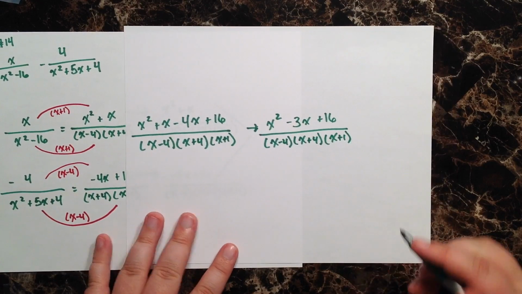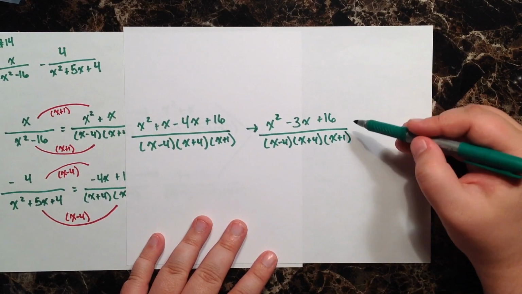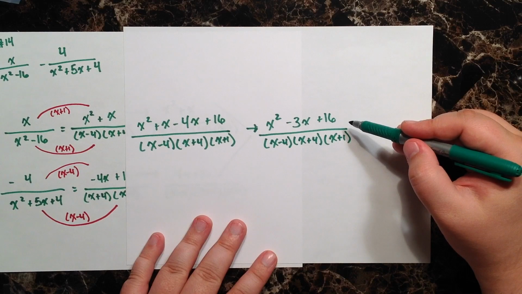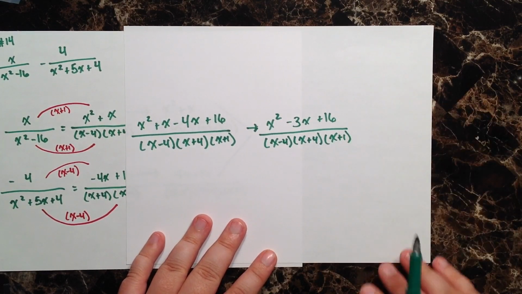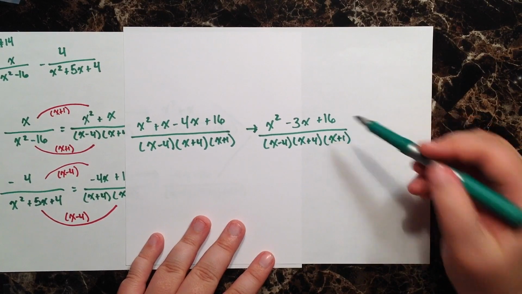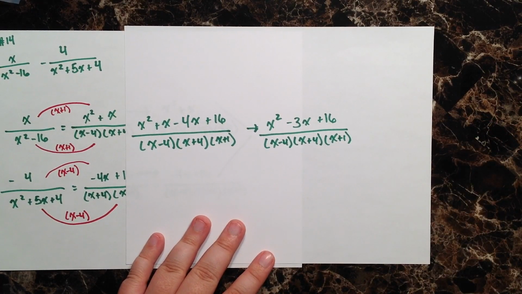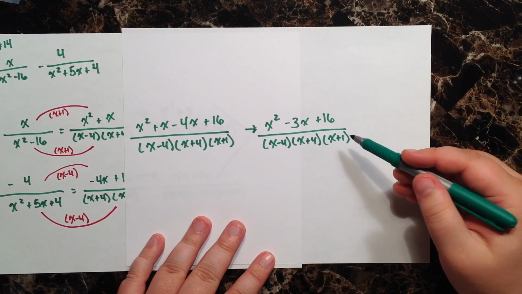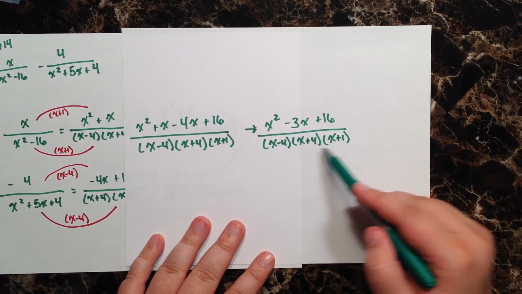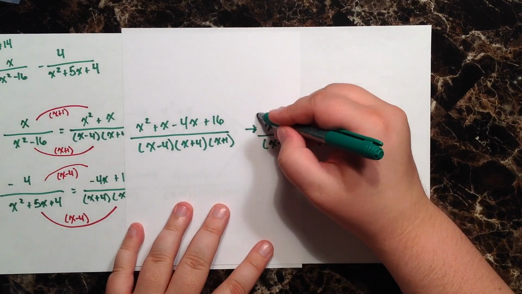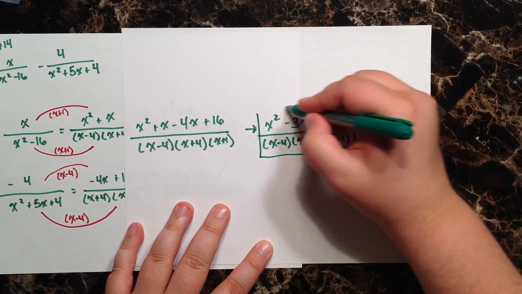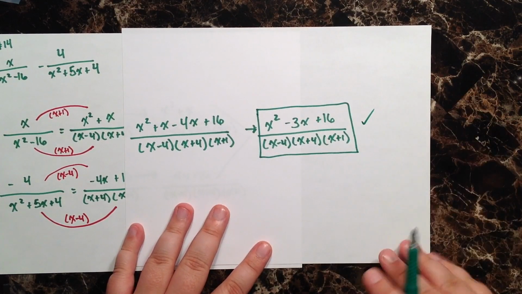At this stage, you could try to factor your numerator to see if any of the factors would cancel out. But in this case, the numerator can't be factored using scissors, and so we're not going to come up with any factors that can cancel. And so this here is my final answer.